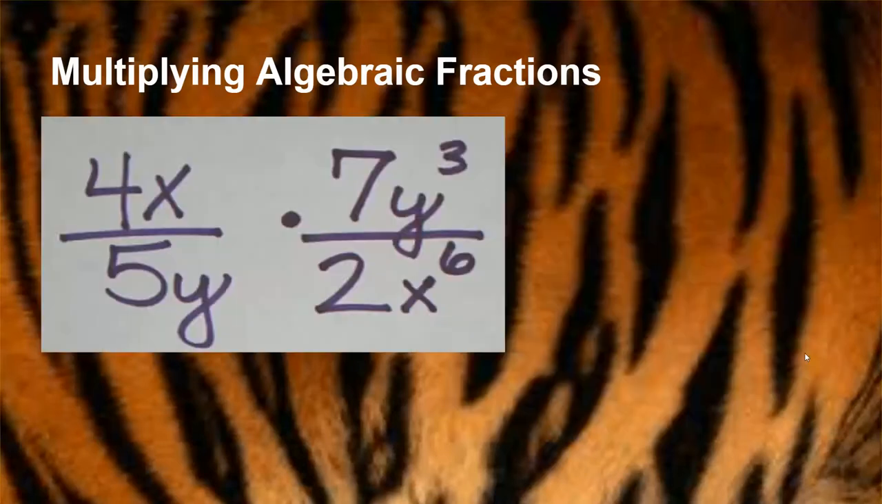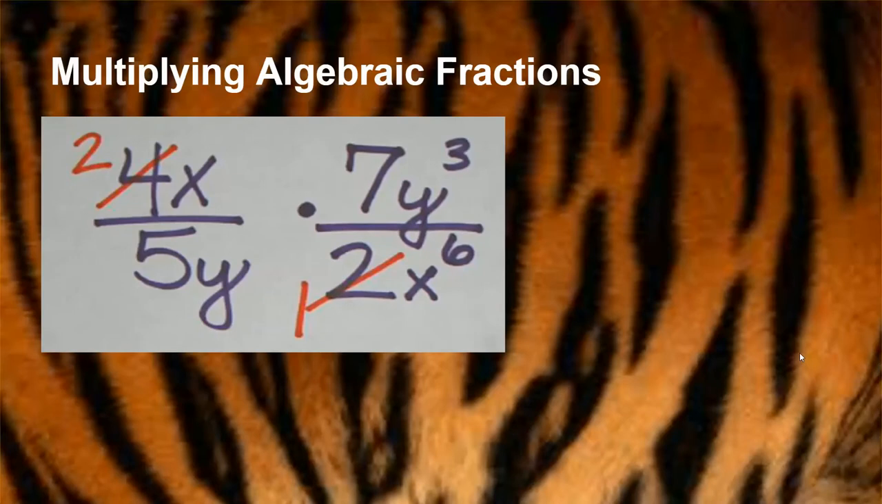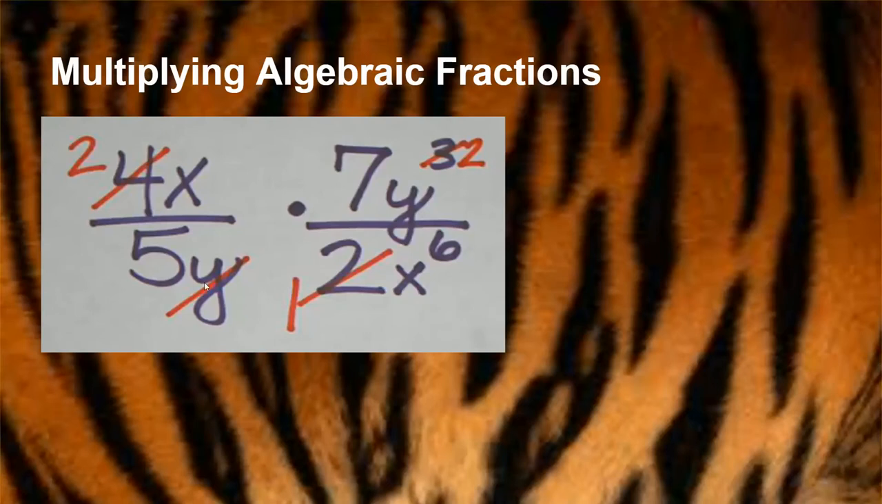So let's go ahead and cancel them. 4 becomes a 2, 2 becomes a 1. Now look at the variables. Look at the letters. See the y's are the same? This one is 1y down here. This is 3y's. That's why the exponent says 3. So I can cancel one of each. Y at the bottom goes away. The y cubed becomes y squared.